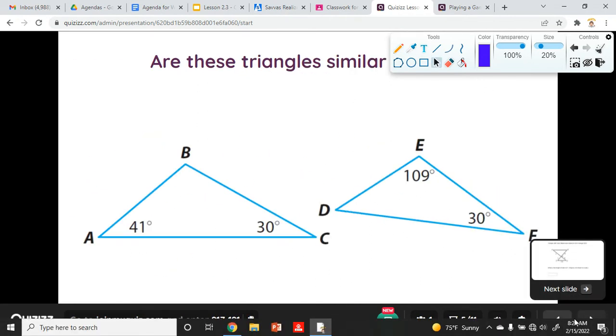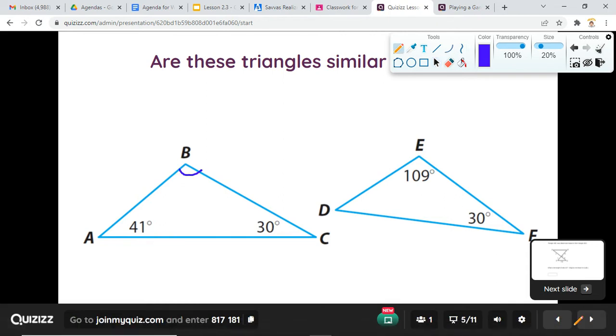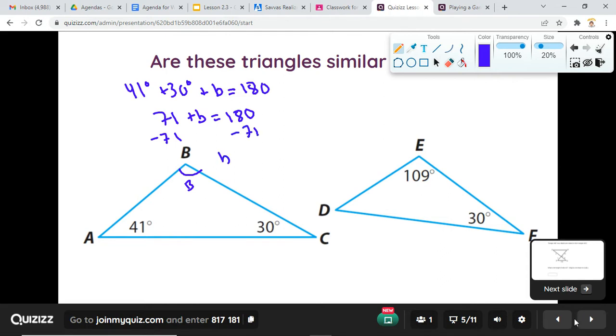All right, next question here. Are these triangles similar? I have one with 41 degrees, I have one with 30 degrees, and then our other one is 109 degrees and 30 degrees. So how about we find the missing angle measurement right here? Let's find angle B. So we should know that 41 degrees plus 30 degrees plus B is going to be equal to 180 degrees, because if you add up all the angles in a triangle, they will sum to 180 degrees, which means 71 degrees, or 41 plus 30, plus B is equal to 180 degrees. So by subtracting 71 from both sides, we're going to get B is equal to 109 degrees.